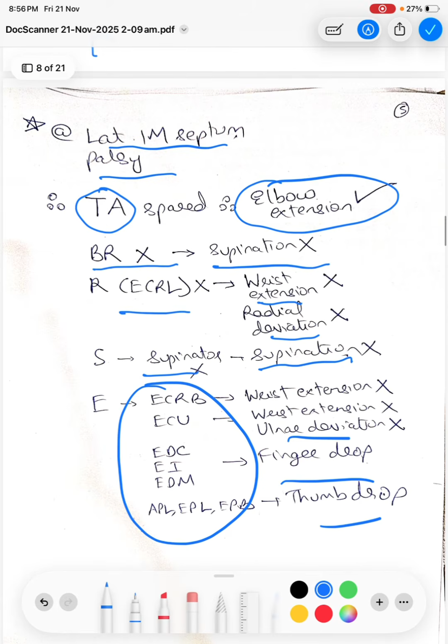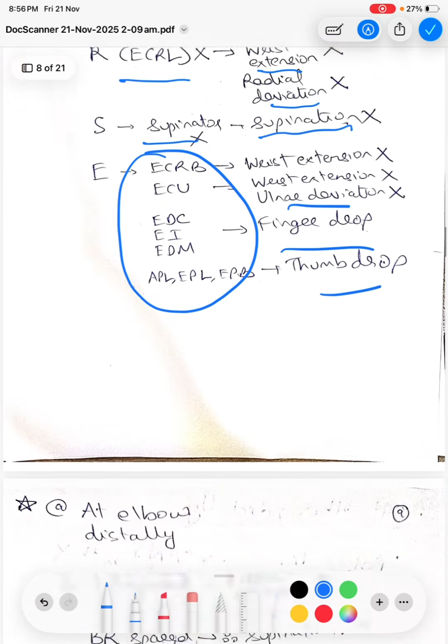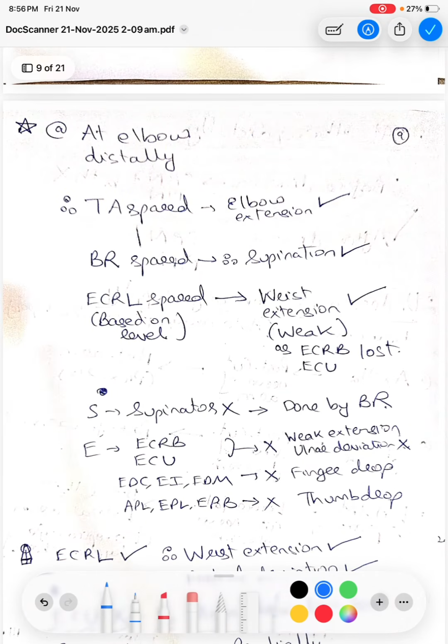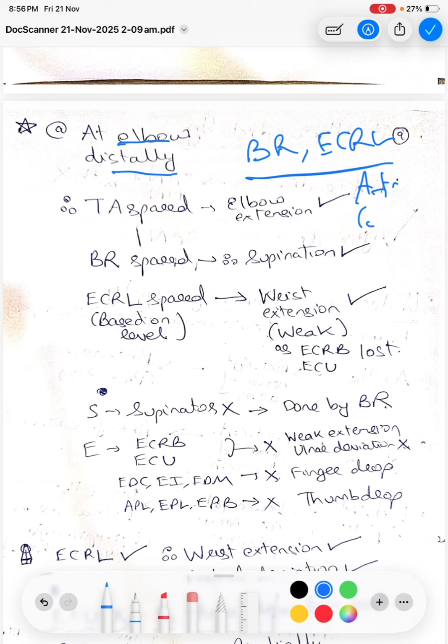Okay, so this was the picture if the palsy occurs at the lateral intermuscular septum before supplying the brachioradialis and ECRL. Now what happens if the radial nerve palsy occurs at the elbow distally, after supply to the brachioradialis and ECRL in the anterior compartment of the arm?